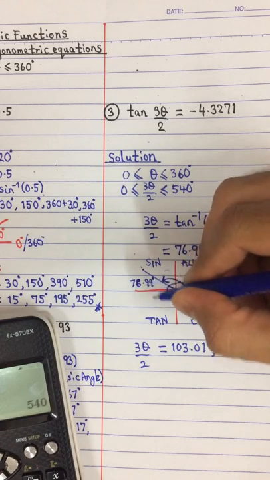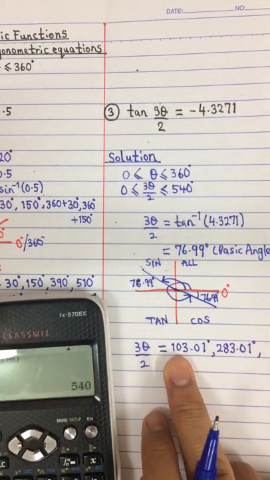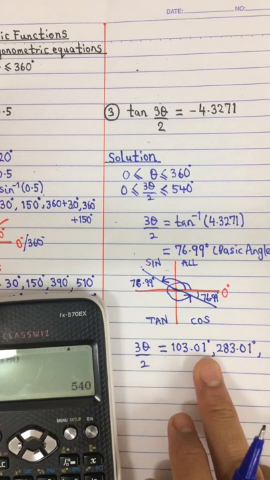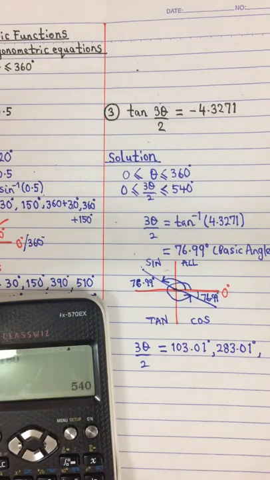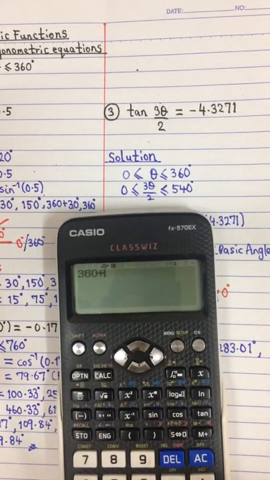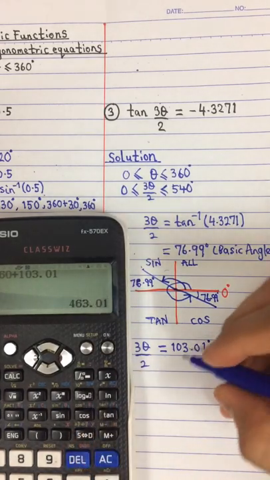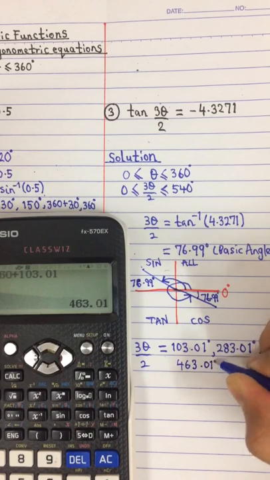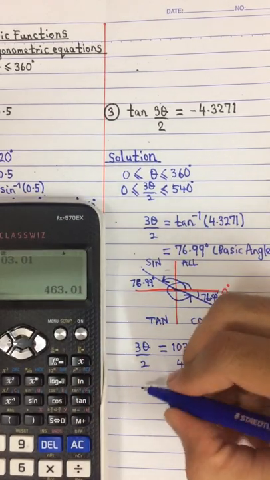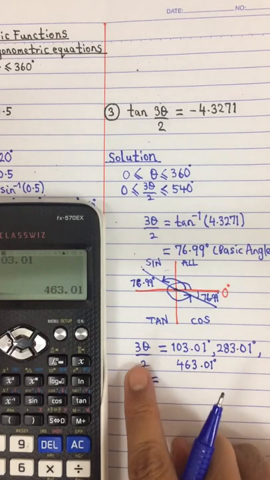So for the third value, you have to plus 360 to your 103.01, because this is your 103.01, so you have to plus 360 there. So 360 plus 103.01 gives you 463.01 degree.